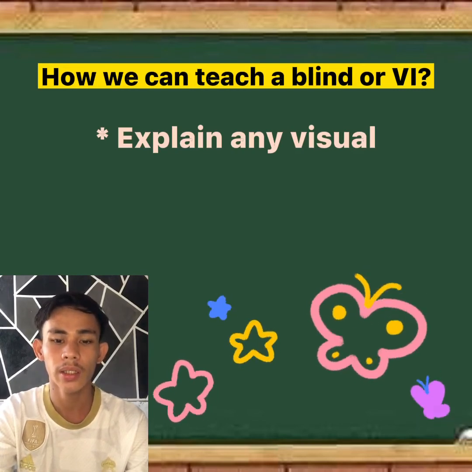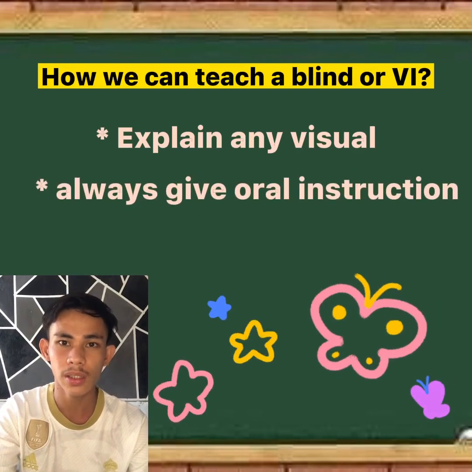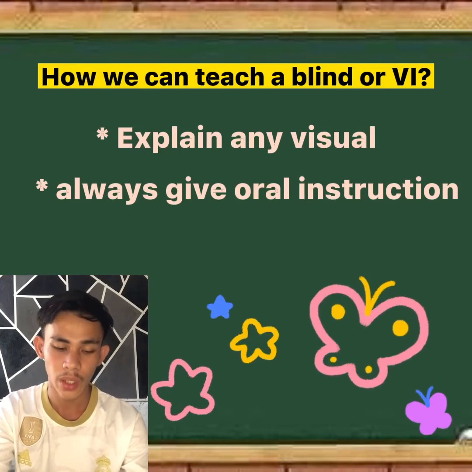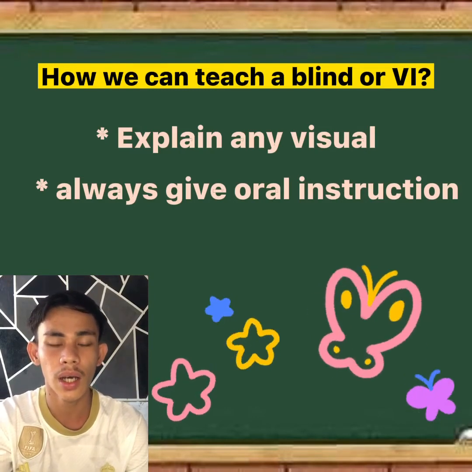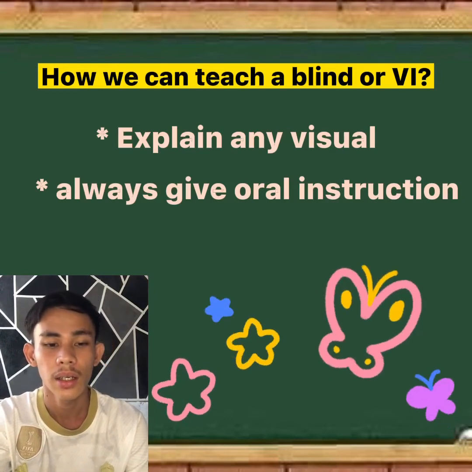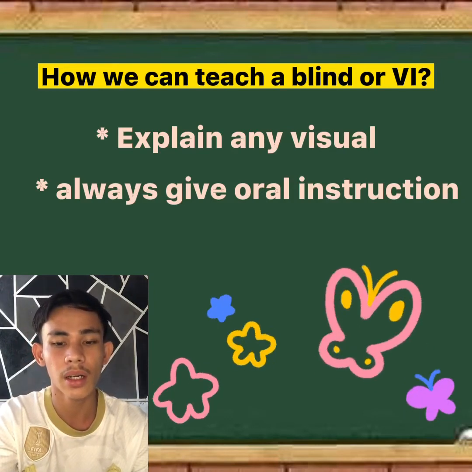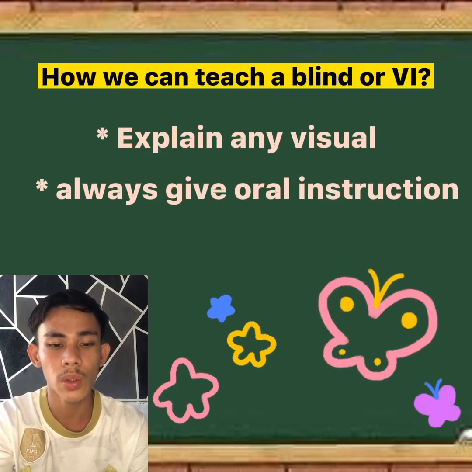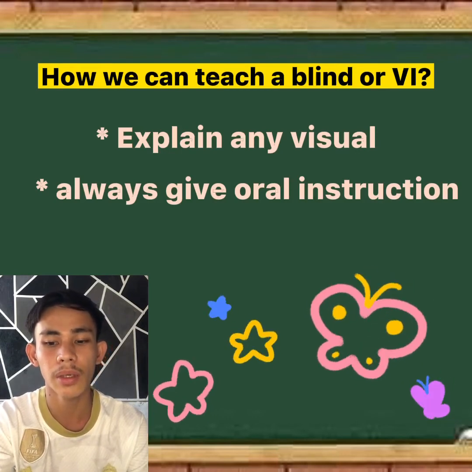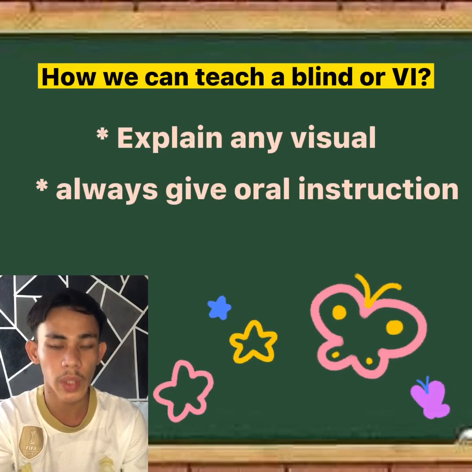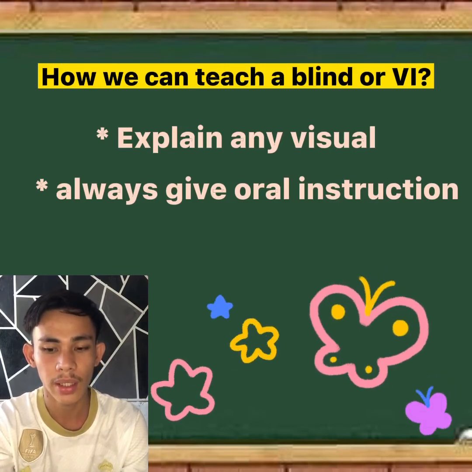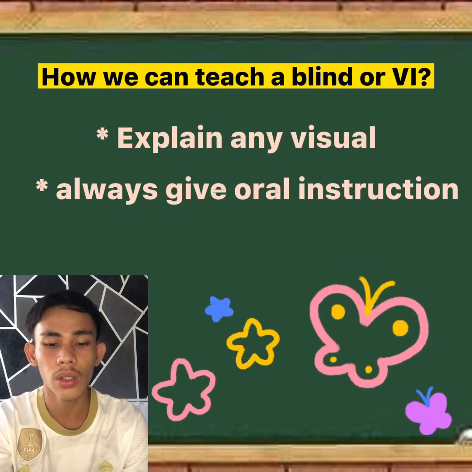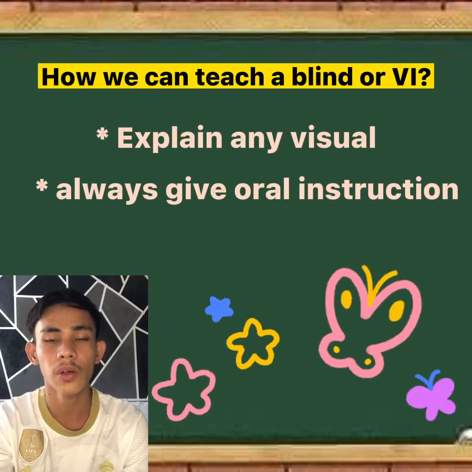The second one is to always give oral instructions and take note. Do not provide your student with a handout that contains assignment instructions. A student with visual impairment in your class may have difficulty seeing the words and learning what is expected. Instead, you should always give oral instructions for every assignment and activity.